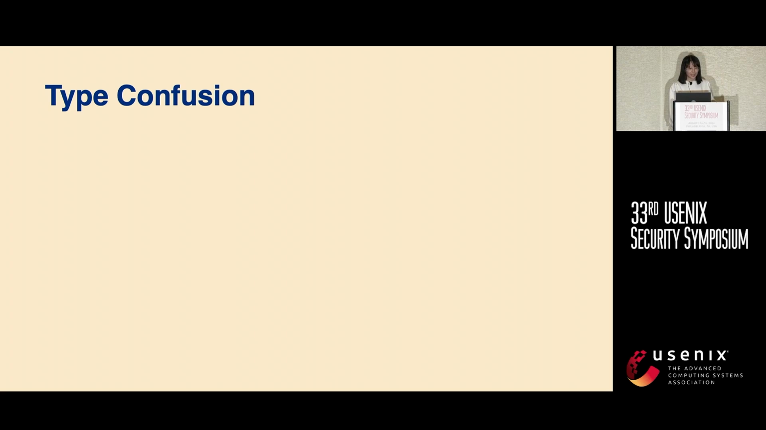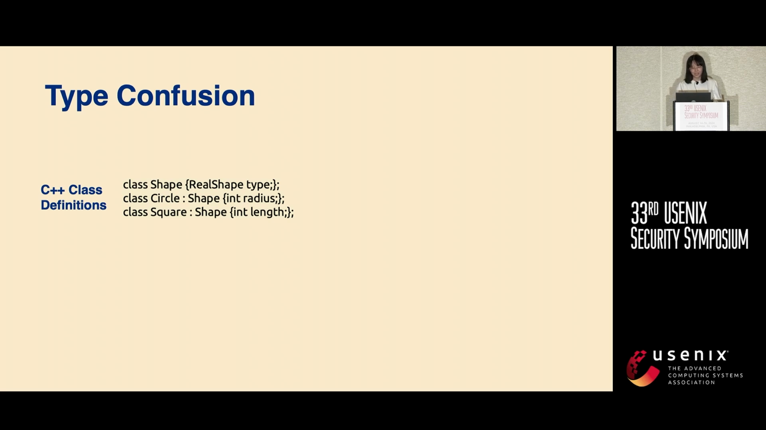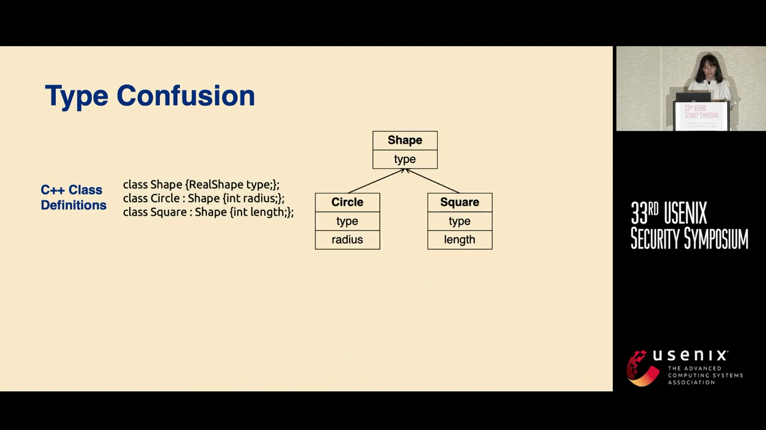So this work targets type confusion, which happens when an object of type A is misused as another incompatible type B. During this presentation, I will use C++ as an example to show our problem and the ideas behind. Given one base class declared as Shape, it defines a field called type, and then two subclasses are derived from Shape. One is Circle, another is Square, with additional fields unique to them. If we look at the memory layout of these three classes, Shape will have one field, and Circle and Square have two fields individually.